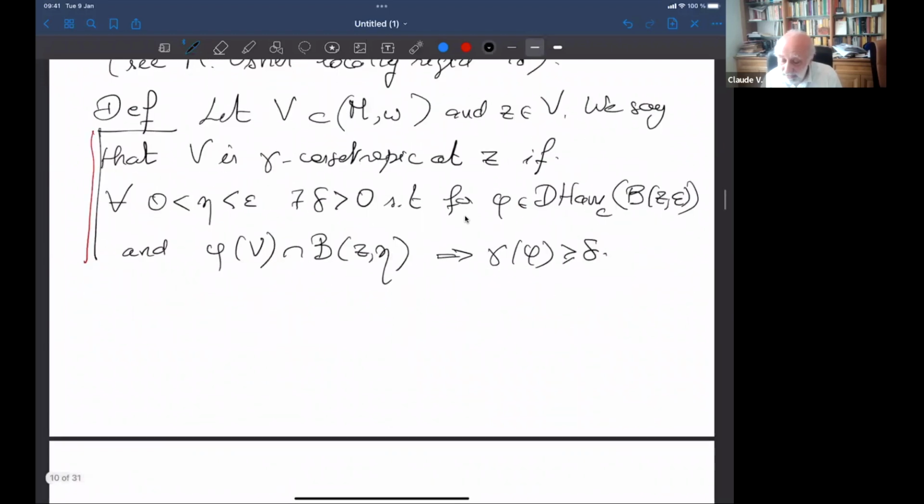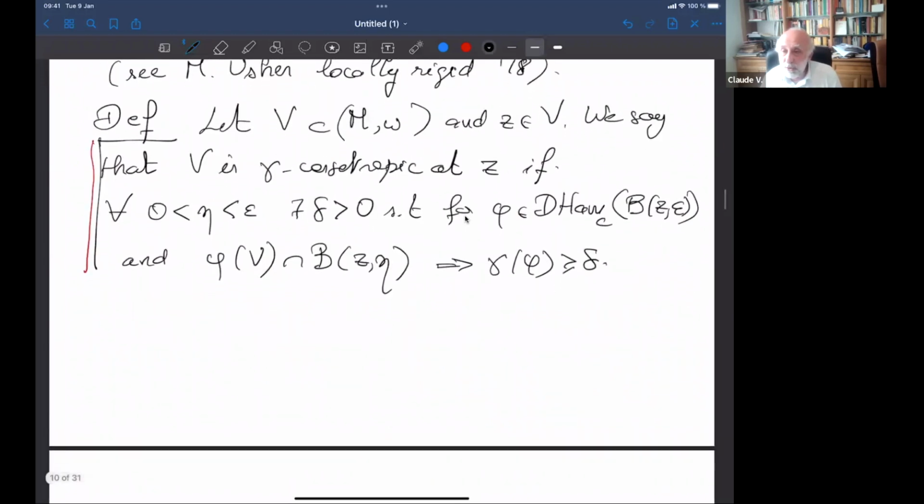So intuitively, what does this mean? Well, it means that if you want to move V outside of a small ball of radius epsilon, then you need a certain amount of energy. You could also ask, what does it mean to be non-gamma-coisotropic at Z? It means that you can find a sequence going to the identity for gamma such that phi_k of V intersection with B(Z, eta) is empty. Here I forgot to put the empty set.